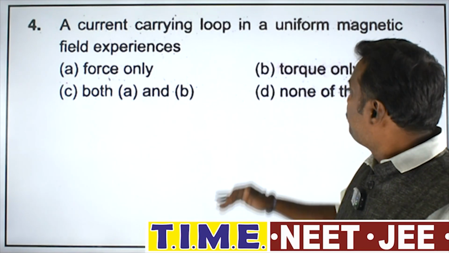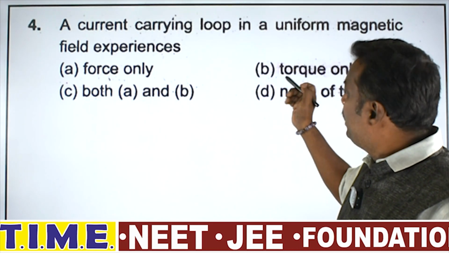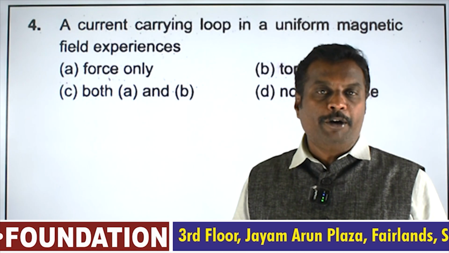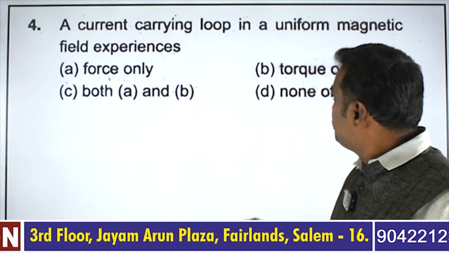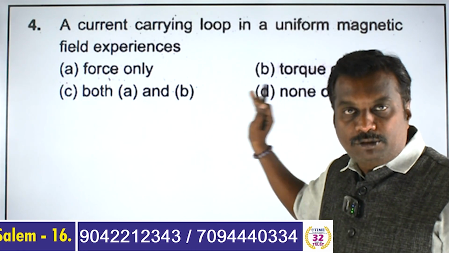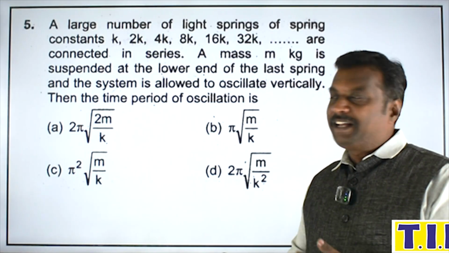Now, when it is placed in a uniform magnetic field, it will experience only torque. Like if it is placed in a non-uniform magnetic field, it will experience both force as well as torque. In this case, there will be no force, only torque. Right? Let's go to the next sum.